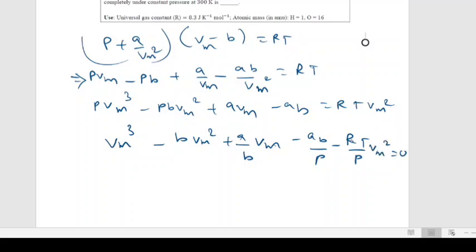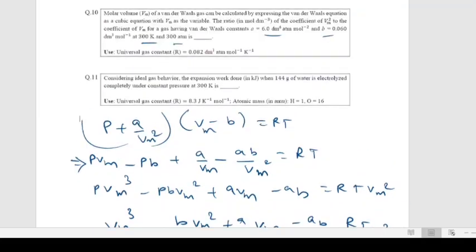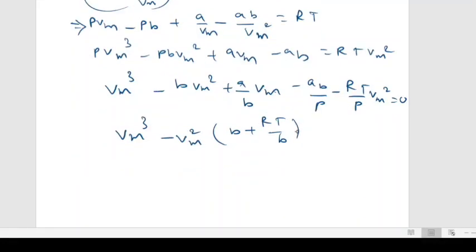So let's take the things together here. Vm cube minus Vm square, if we take the common value, we will get (B plus RT by P) Vm square, and the remaining part is plus A by P into Vm minus AB by P is equal to 0.